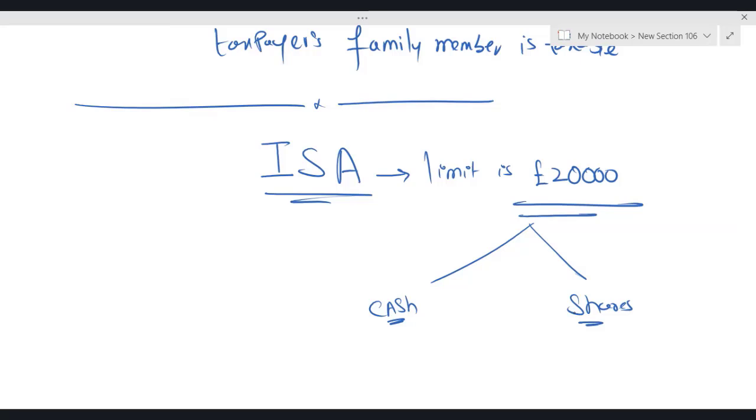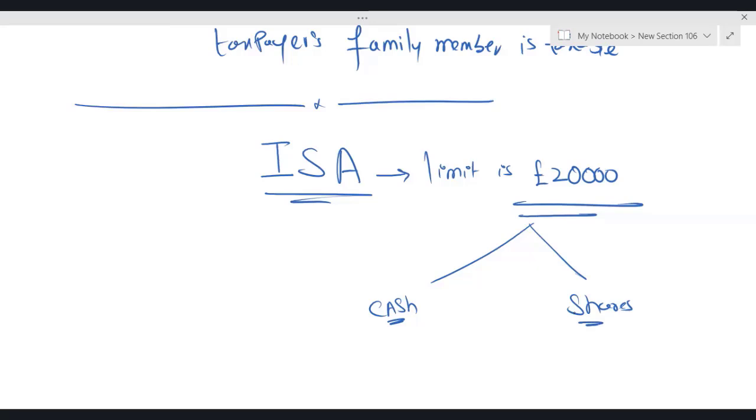It is not necessary that you have to keep the entire 20,000 pound in the form of cash. It can be split in any proportion. Some of the limit could be utilized in the form of cash, some of the limit could be in the form of shares.